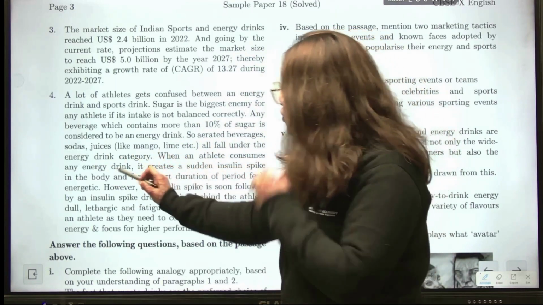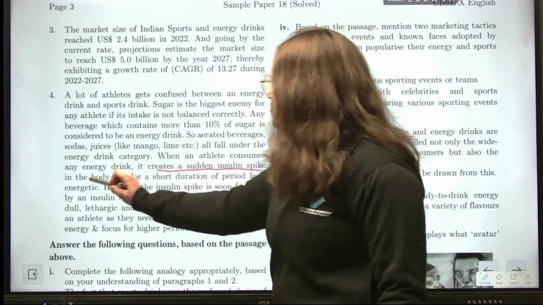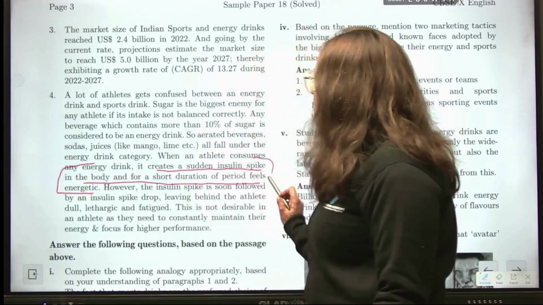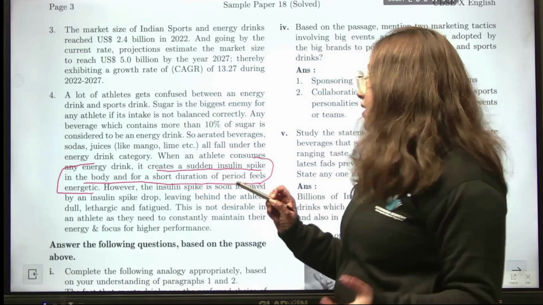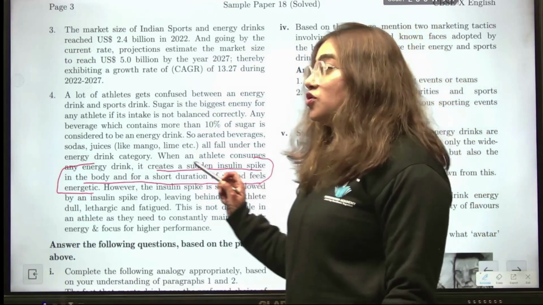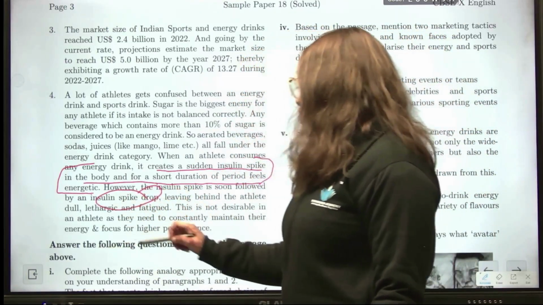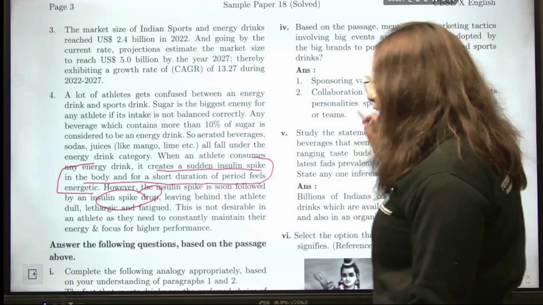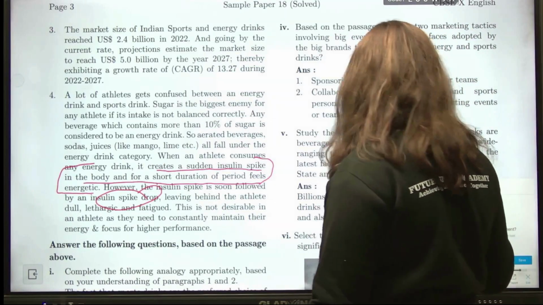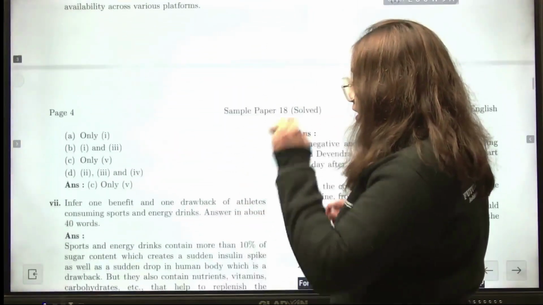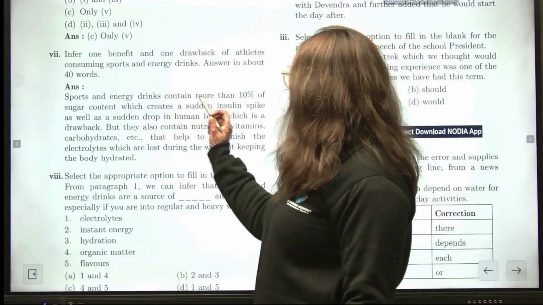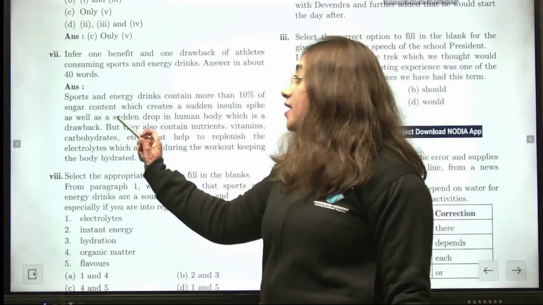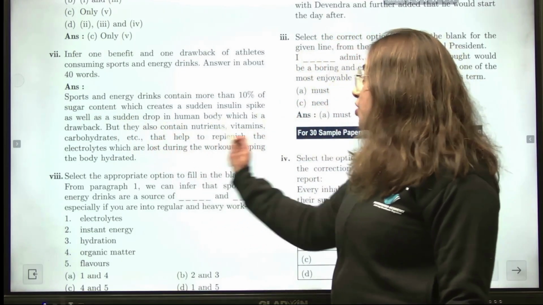When an athlete consumes an energy drink, it creates a sudden insulin spike in the body and for a short duration of time they feel energetic. The problem is that for a very short duration of time they feel energetic, and the insulin spike is also followed by an insulin drop, leaving behind the athlete dull, lethargic and fatigued, which is obviously not desirable for an athlete. Clear? So sports and energy drinks contain more than 10% of sugar content which creates a sudden insulin spike as well as a sudden drop in the human body, which is a drawback.